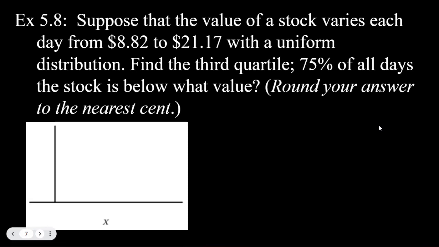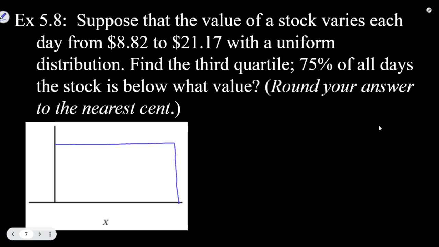Example 5.8. Suppose that the value of a stock varies each day from $8.82 to $21.17 with a uniform distribution. Find the third quartile, which means 75% of all days the stock is below what value. All right, round your answer to the nearest cent. So what we have to do first is draw our uniform distribution. Doesn't matter how high it is really at this point. But we know the lower boundary is 8.82. The upper boundary is 21.17.